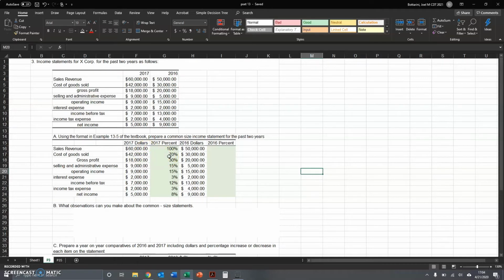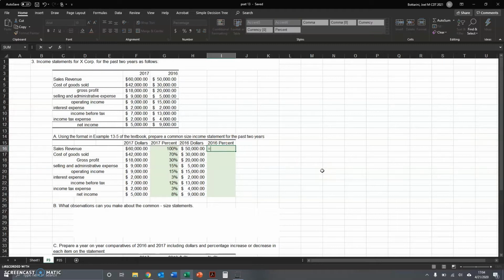This just helps us, like I said, analyze and compare the different line items to the sales revenue for both periods. And the process is the same for year 2016. You simply divide the sales revenue by itself and lock in the second value and drag down through the column to populate.